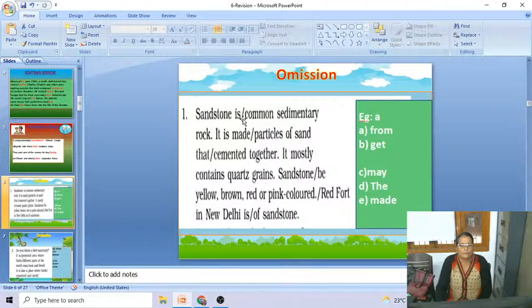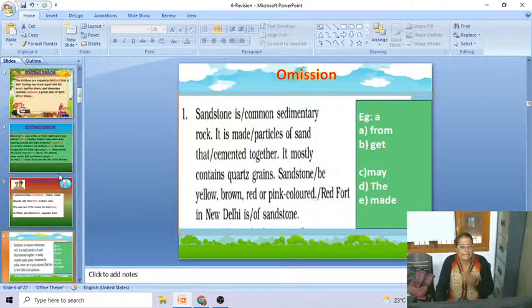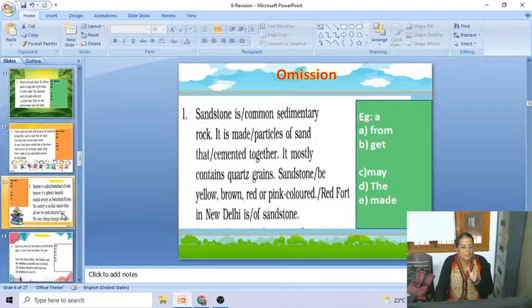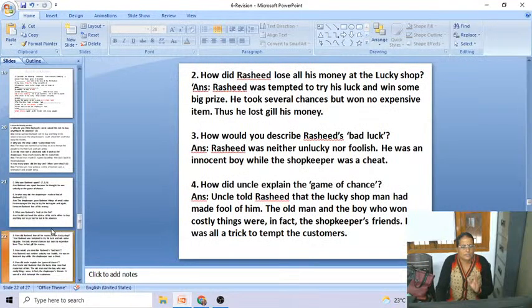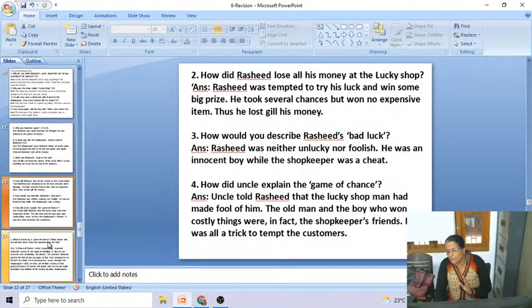Sandstone is dash common sedimentary rock. Omission means there may be some extra wrong thing given in the sentence. You have to remove that and write the correct answer. Okay, Prabhat. Omission means there may be some extras. You have to remove that one and select the correct one.